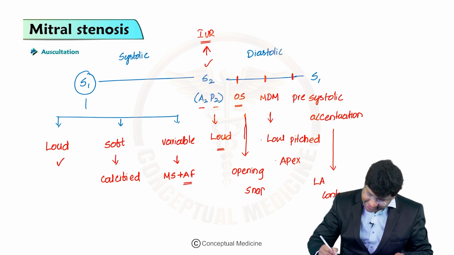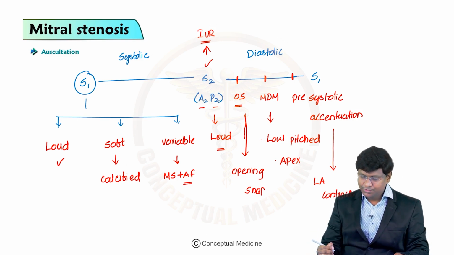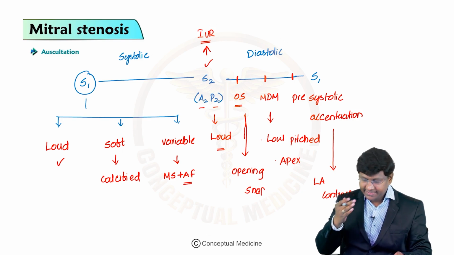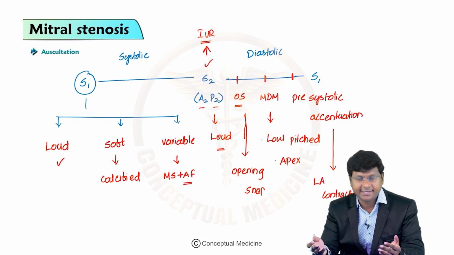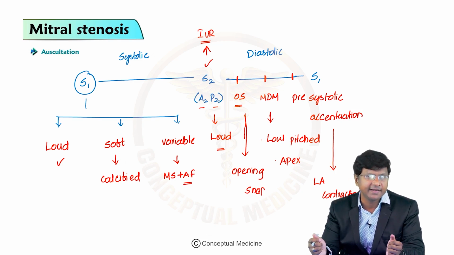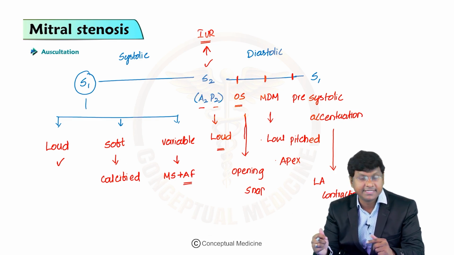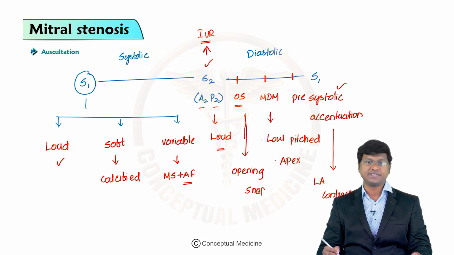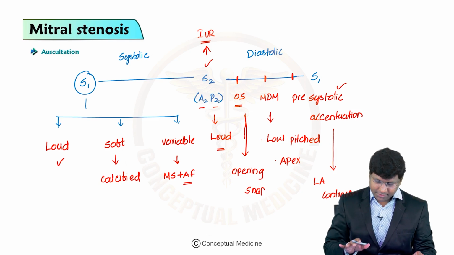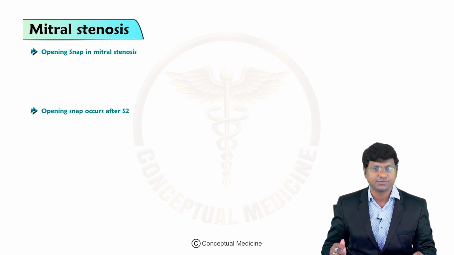This pre-systolic accentuation is due to forcible LA contraction. See, normally when the left atrium contracts, you don't have any particular accentuation. The left atrium contracts and that contributes to the second rapid filling of your ventricle. But here, the left atrium contracts very strongly across the stenosed mitral valve, and thereby you will have an additional sound, and that will be your presystolic accentuation. So this is about the auscultation in patients with mitral stenosis.